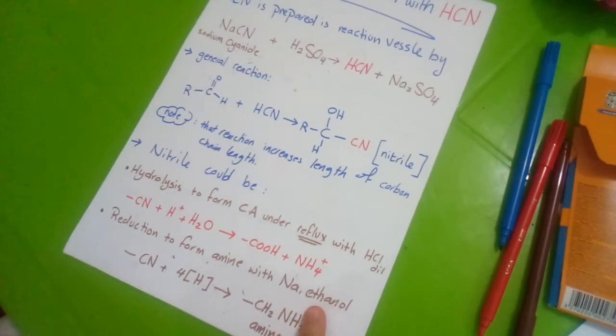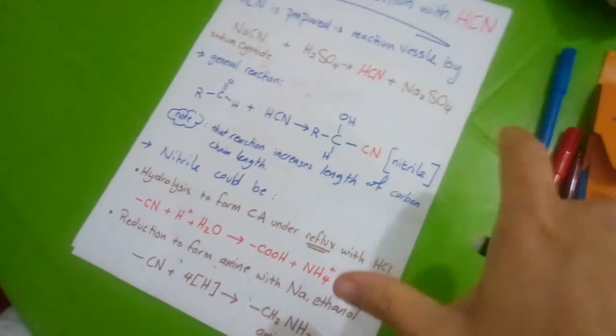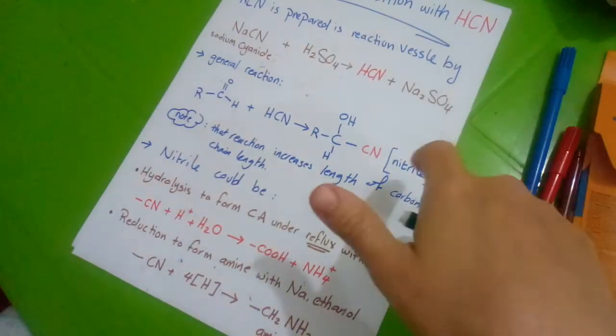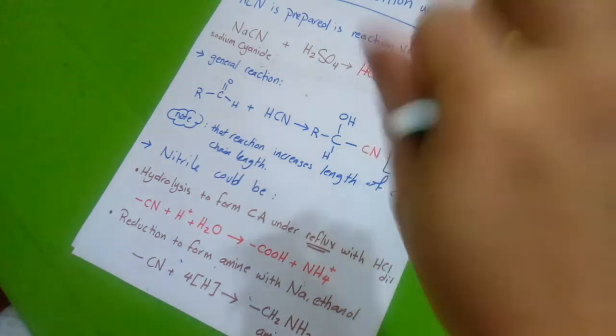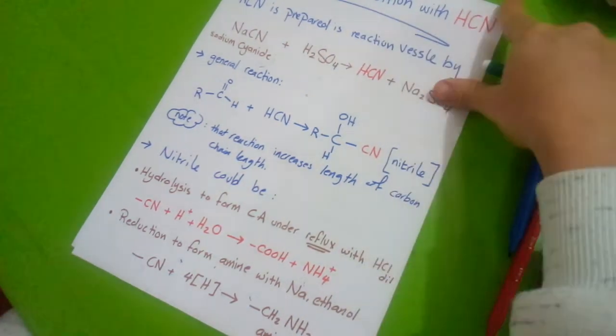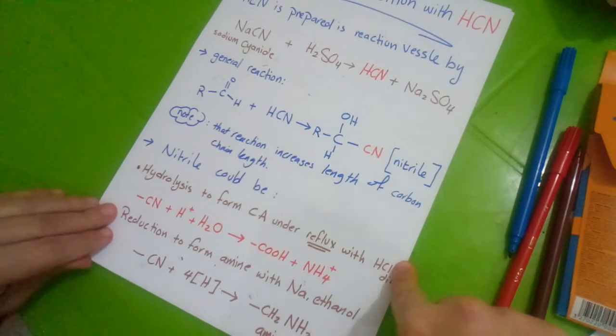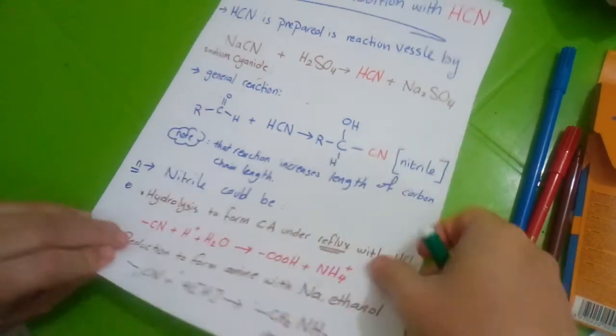Okay, this is the general equation. Again, the general equation: addition of hydrogen cyanide will form a nitrile. This is the main principle for that addition.